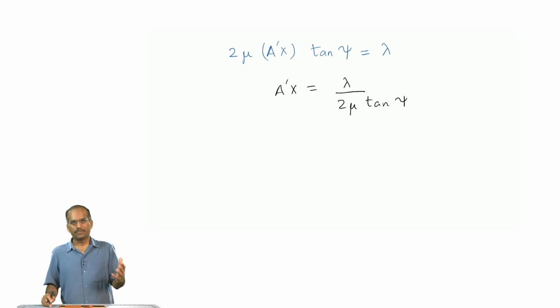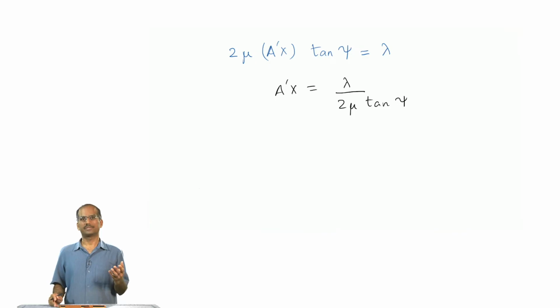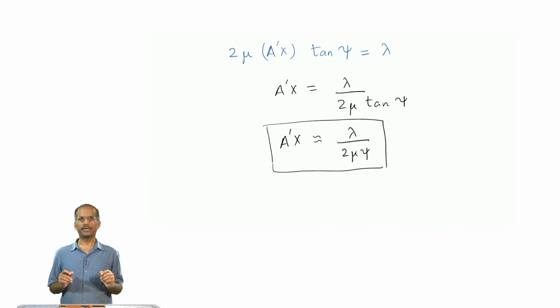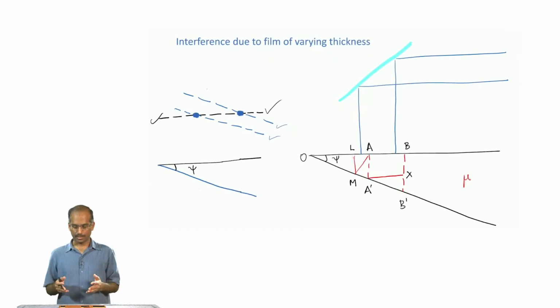And remember that we discussed this approximation that psi is very small, in which case tan psi would be psi itself, hence A prime x can be approximately taken to be lambda by 2 mu times psi. So, in this case you are going to get fringes of equal width, simply because this fringe width that we calculated is simply a constant. Lambda, which is the wavelength of light, is a constant, mu is a constant, and psi is also a constant.